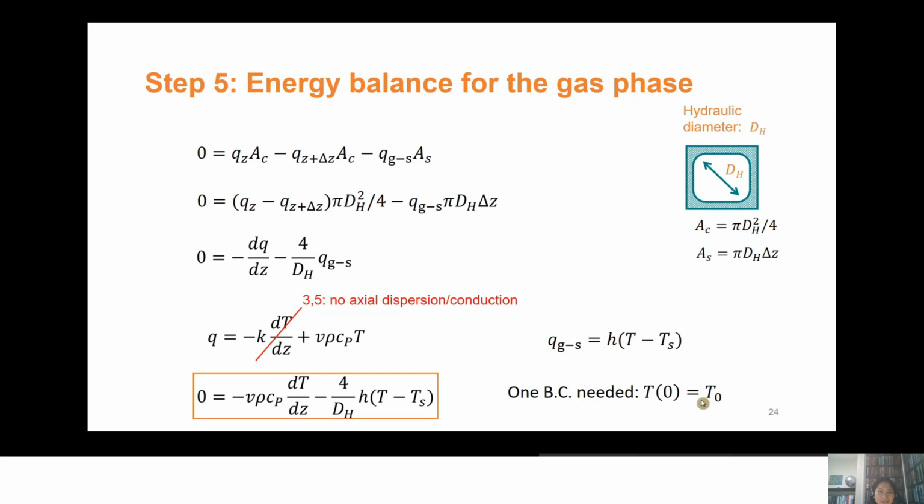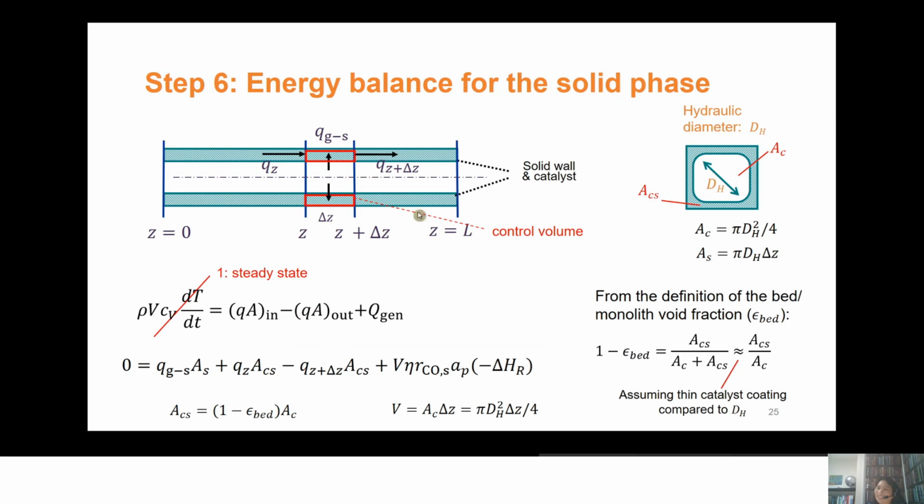Okay, so we're not quite finished yet because we need to calculate the solid temperature Ts. This is the solid temperature, and this also varies along the axial direction. There's a temperature profile for this in the axial direction as well. So the last thing to do is to write the solid energy balance. This is the energy balance for the solid phase.